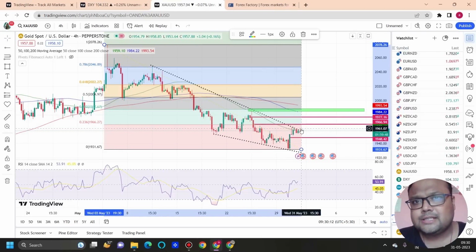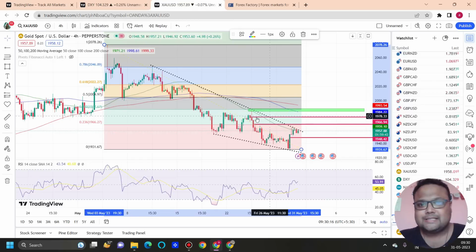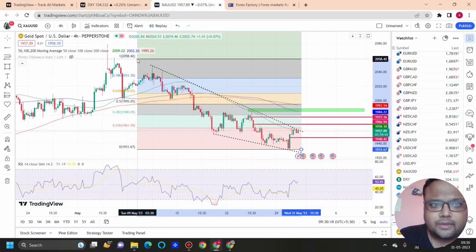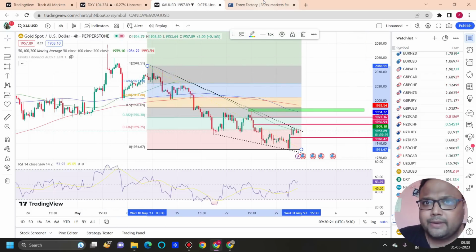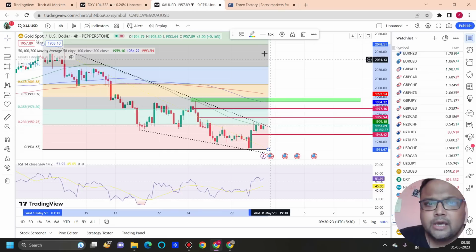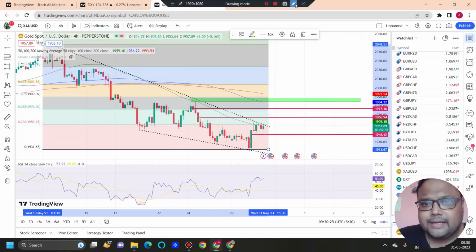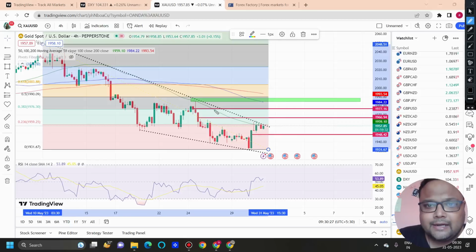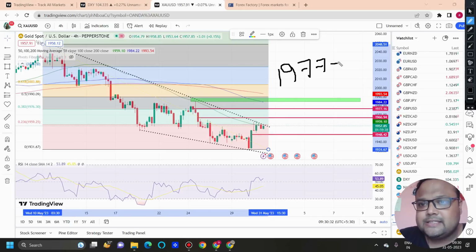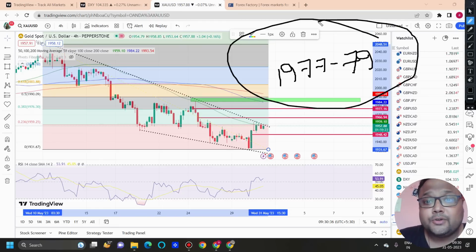If market shows reversal signs, market shows price rejection from above, you can definitely go for a sell position. But if market becomes very volatile, then obviously you need to be careful. In that case, this will not work, and then you can expect 1977 to 1979 to act as the next resistance. In comparison to 1967, 77 to 79 is a better level.